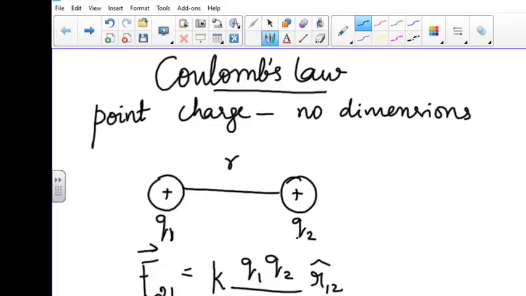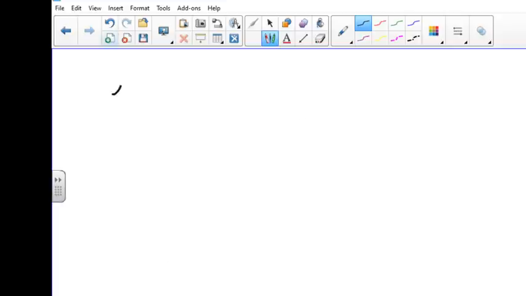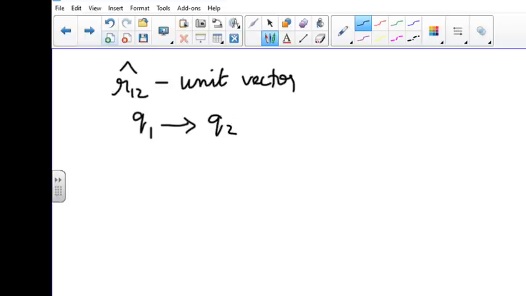F21 vector is equal to K q1 q2 by r squared into r12 cap, where r12 cap is the unit vector which is directed from q1 to q2, and K is a proportionality constant. q1 and q2 are the charges and r is the distance between them.